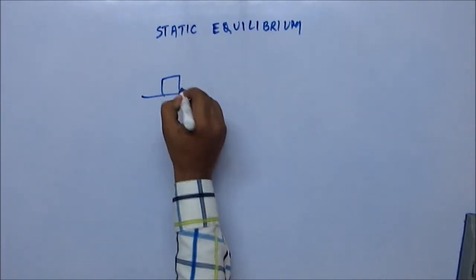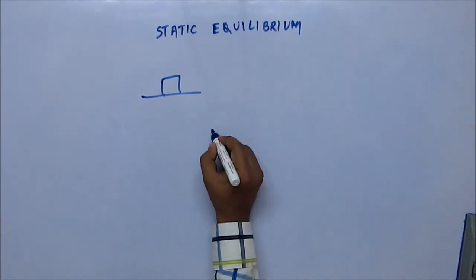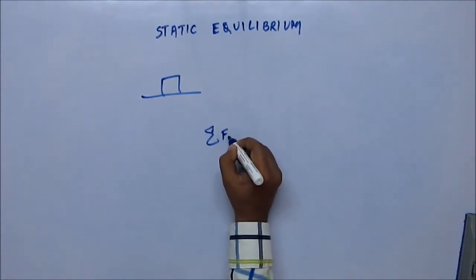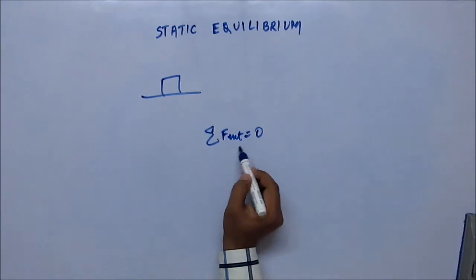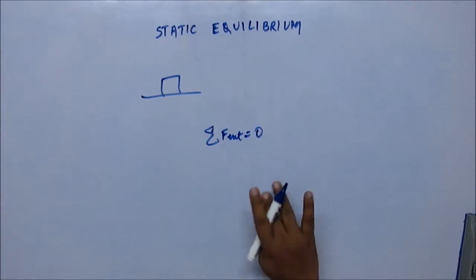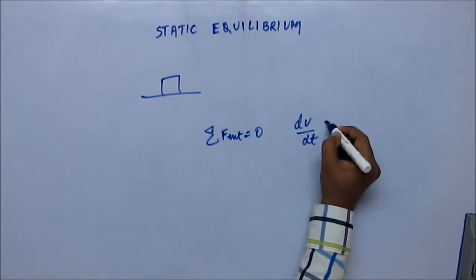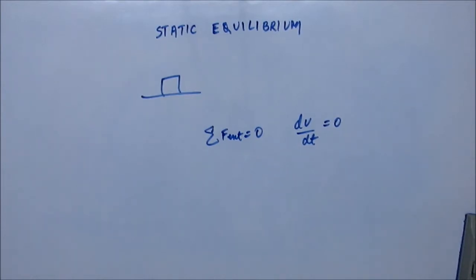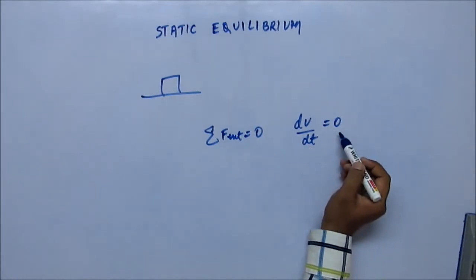Consider this. This is a block kept on the ground. Now Newton's first law says that if there is no net external force, if the summation of all the external forces is 0, then there is no change in velocity. If the body is at rest, it stays at rest. If it is moving with constant velocity, it keeps on moving with constant velocity. That means there is no change in velocity. dv by dt is 0.